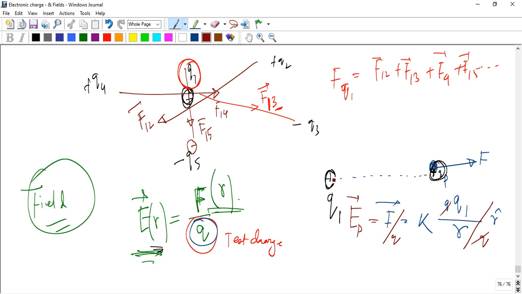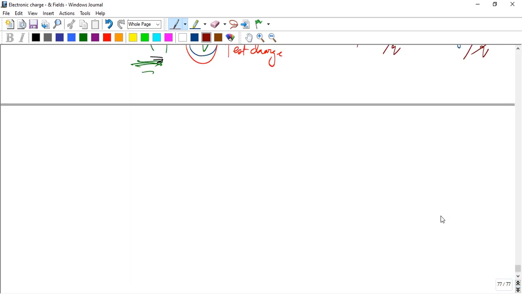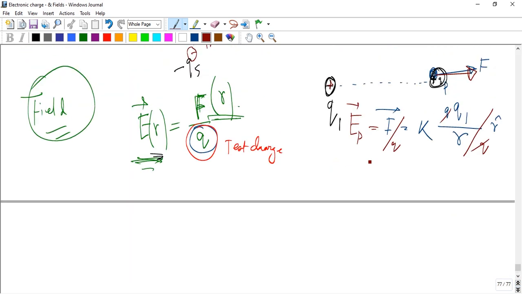If the source charge is positive, the electric field goes in the outward direction. If the source charge is negative, the electric field direction is toward the source charge, which is inward. So outward means the source charge is positive, and inward means the source charge is negative. The SI unit is force per coulomb, that is Newton per coulomb. Very easy. And this is a vector field.